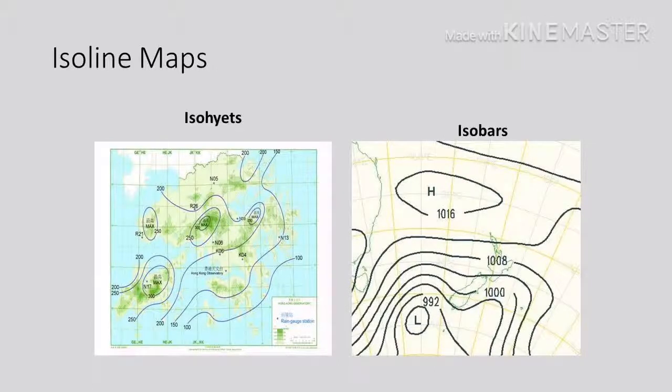Isoline maps are very similar in look to contour lines, but they are not used to indicate elevation. Instead, they are used primarily to show the difference in air pressure.